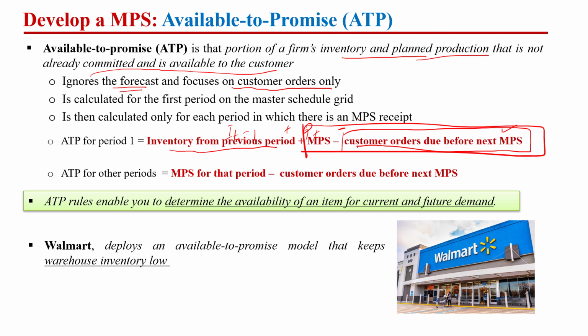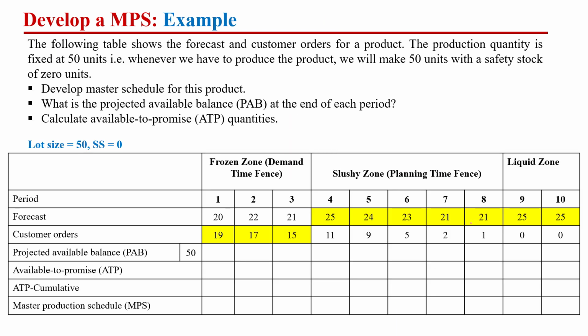But the major idea of using the available to promise is that you want to reduce the inventory for a particular product. That is the basic idea. Walmart uses this available to promise in order to lower the inventory level of particular products. Okay, let's consider an example here.